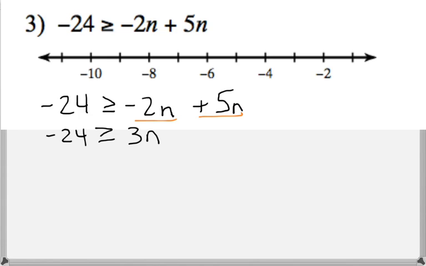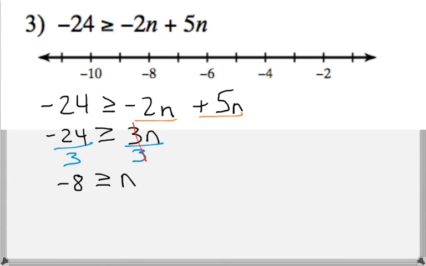Now we need to still look to see what is preventing our n from being by itself. It's that times 3. We undo multiplication with division, so we're going to need to divide both sides by 3. Over here on the left, we have a negative 24 divided by 3, which gives us a negative 8. We divided by a positive, so we just leave our inequality the same. 3 divided by 3 is 1, canceling out, leaving us on the right with just an n. So we have negative 8 is greater than or equal to n.